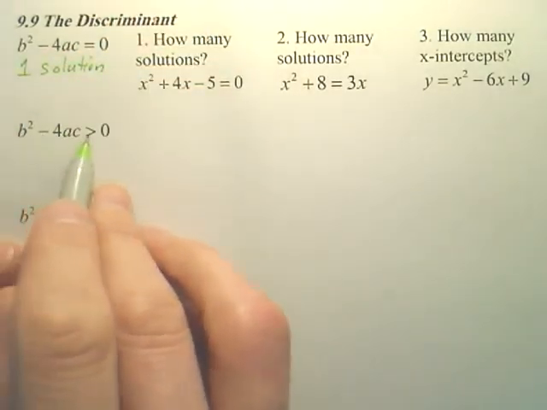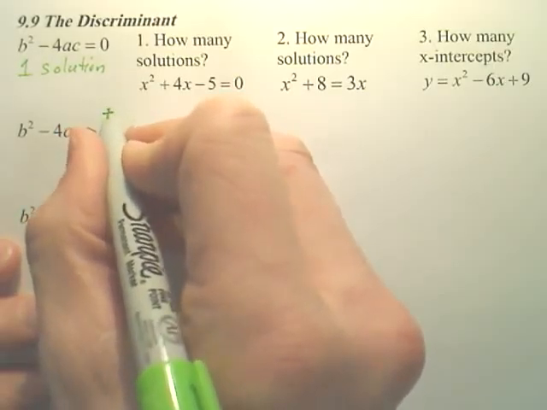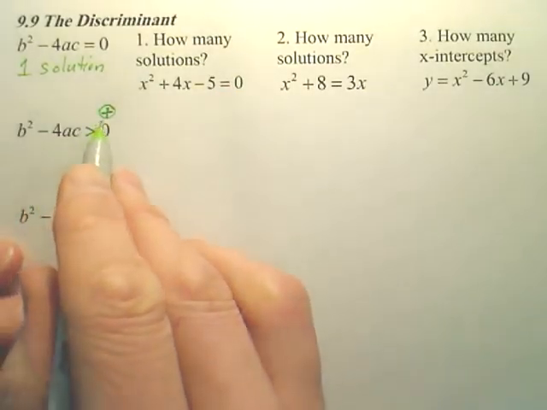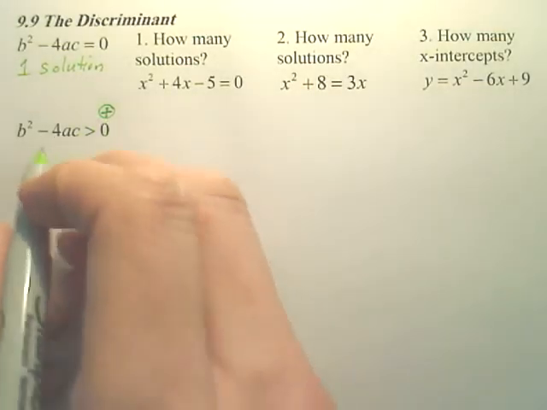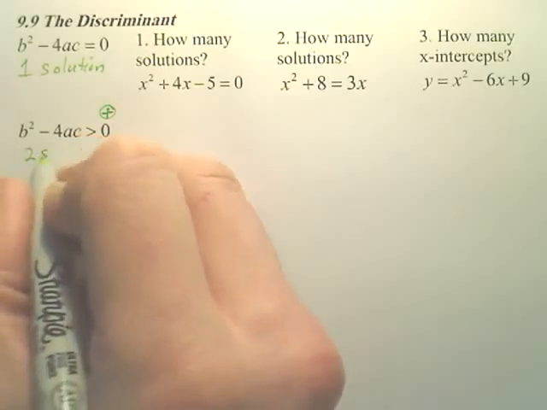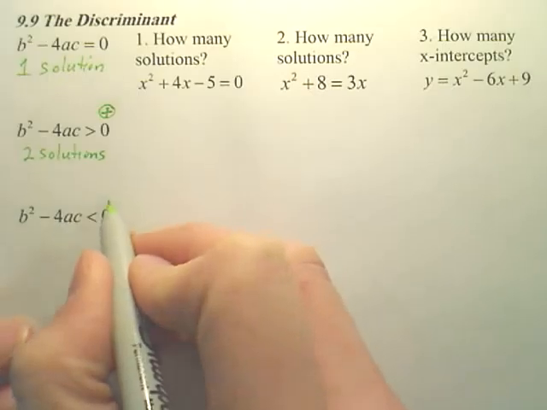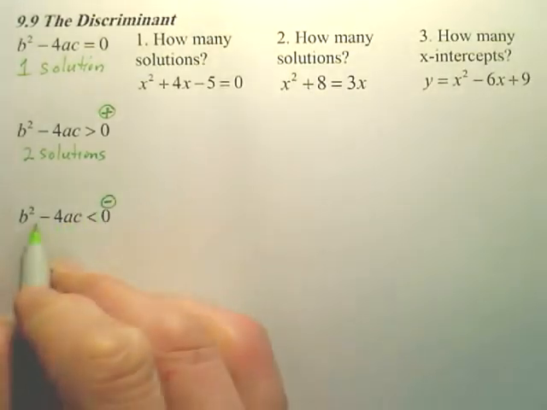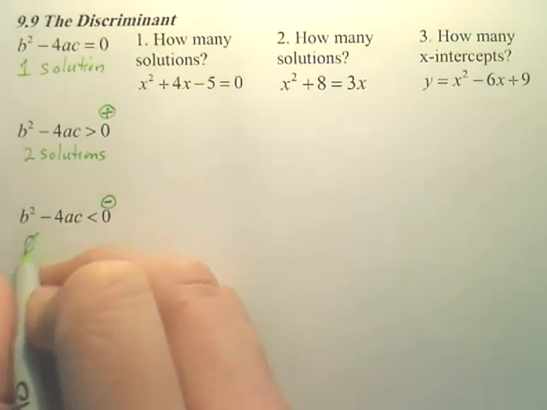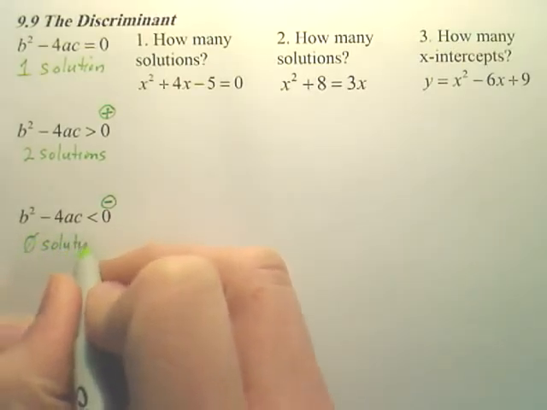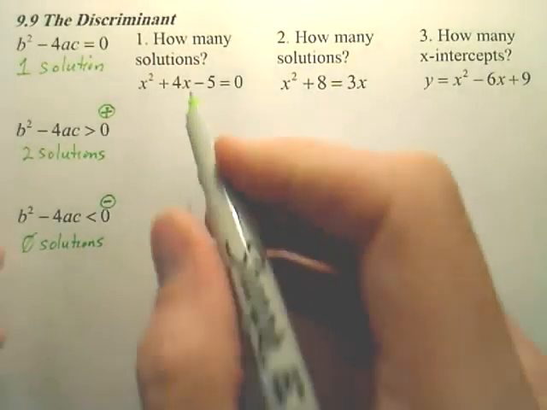If what's inside of here is greater than 0, hopefully you realize, greater than 0 means positive. So if this is positive, that means there's going to be 2 solutions. And if it's less than 0, that means negative. If it's negative, that means it's going to be 0 solutions, because we're not allowed a square root of a negative.